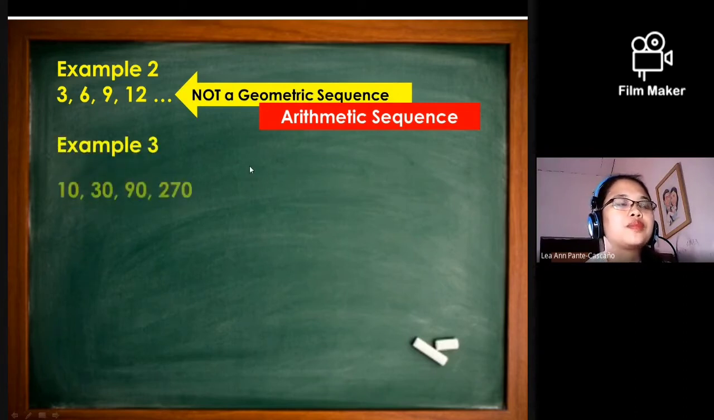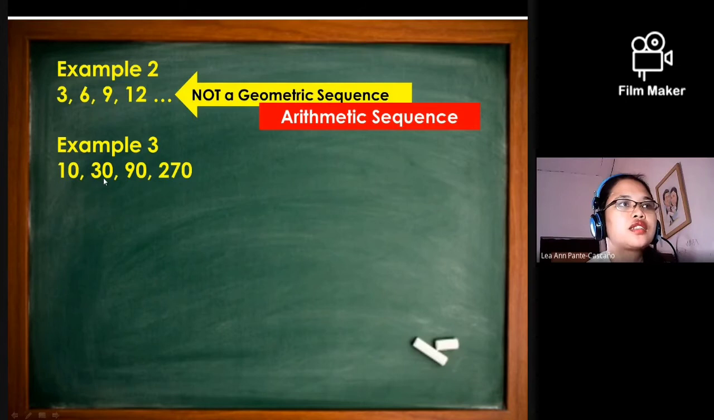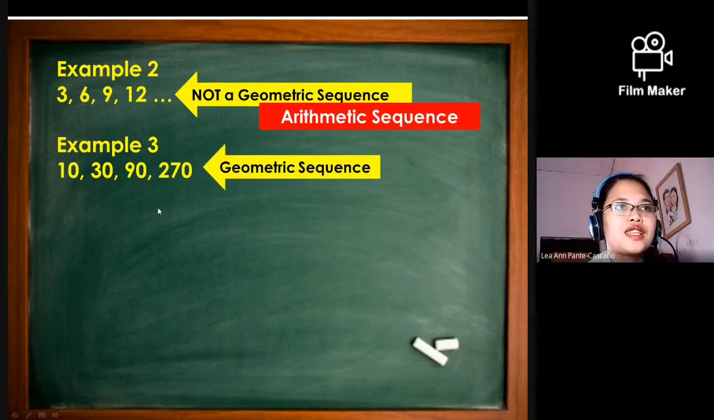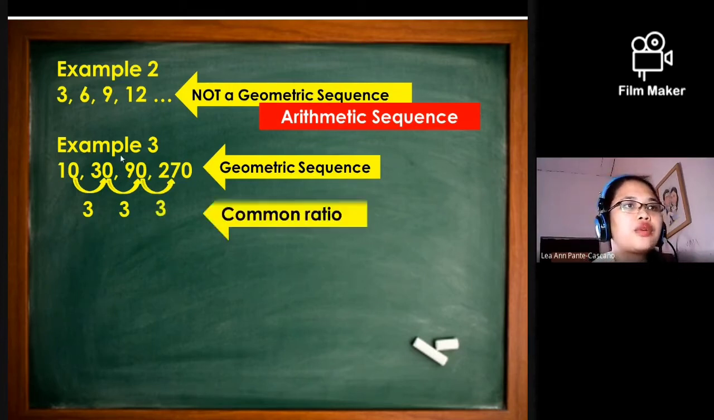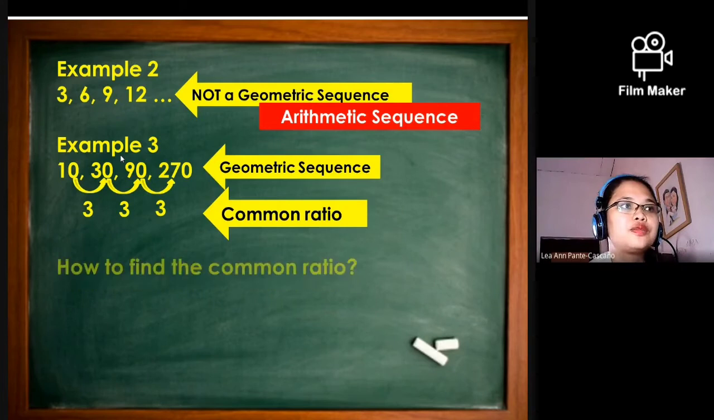Example number 3. Kung meron daw po tayong 10, 30, 90, 270, ito po ay tinatawag na geometric sequence. Bakit kaya siya geometric sequence? Ano kayang in-apply natin? Is it addition or multiplication? So that is now 10 to 30, we multiply it by 3. 30 times 3 is 90, and 90 by 3 is 270. So yan po yung tinatawag nating common ratio.